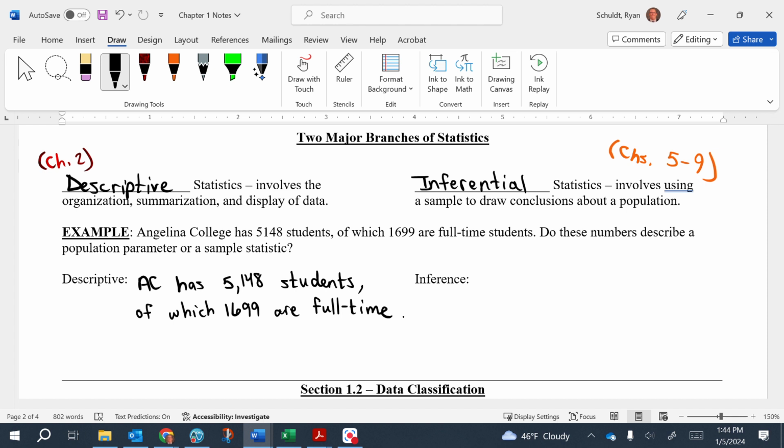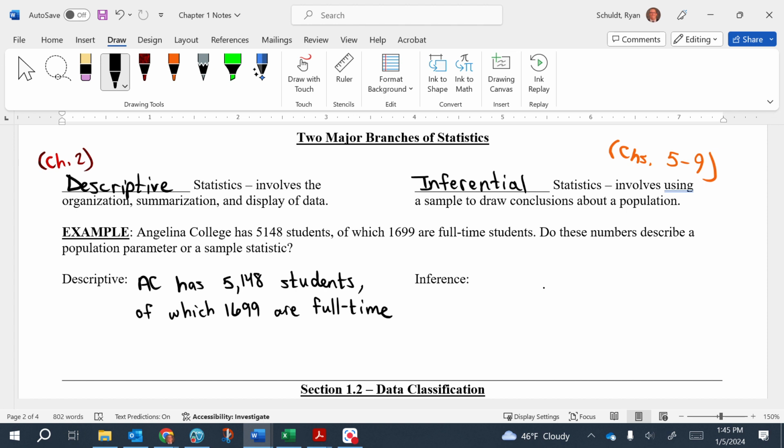Okay, what could we infer? Descriptive stats is just what's at face value. How can I take this a step further? You can compare it to other colleges or universities? Okay. What if I was just interested in AC? We could figure out how many part-time, or we could not even do that.